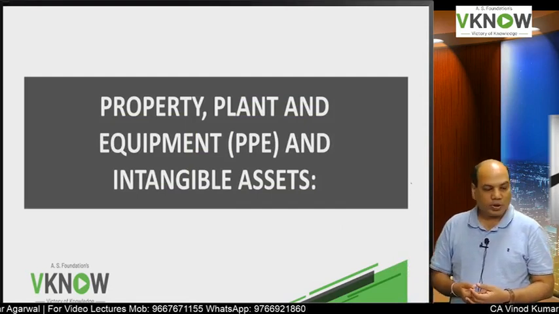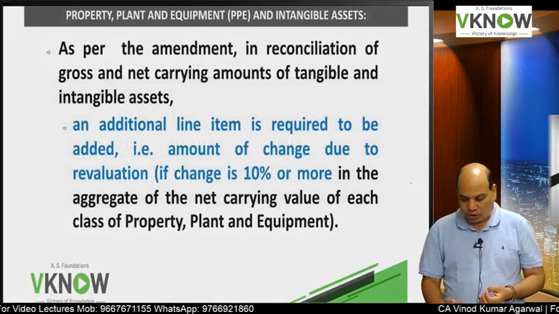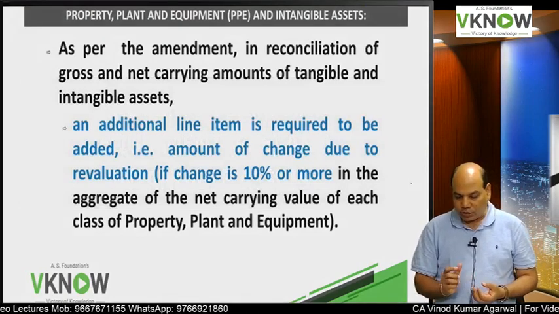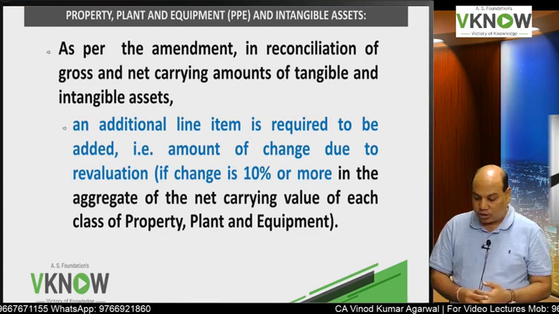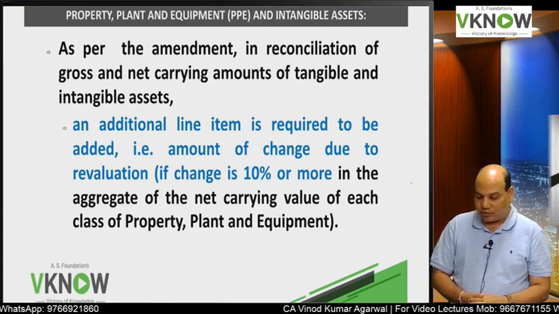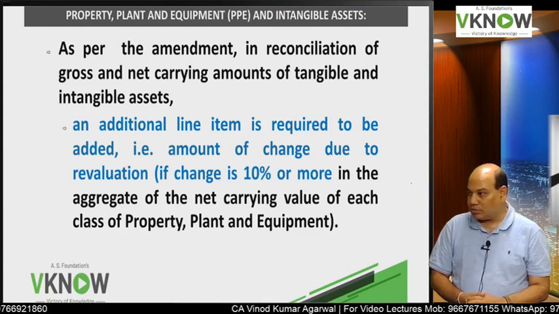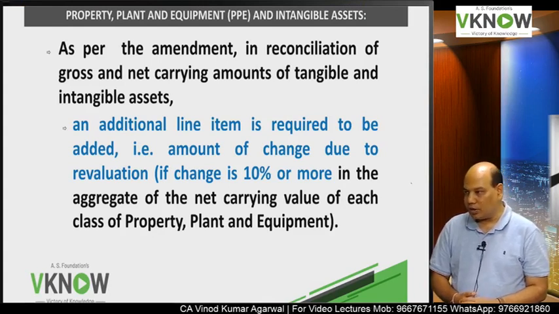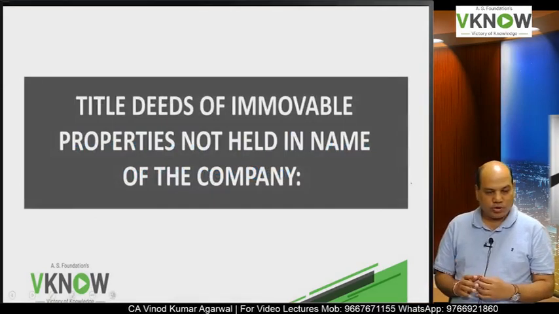Then with respect to property, plant and equipment, and the same disclosure for intangible assets also, so I have clubbed both of them. In case you have revalued, and if the revaluation is more than 10%, an additional line item is required, that is the amount of change due to revaluation, if the change is 10% or more in the aggregate of the net carrying value of each class of property, plant and equipment. So before you do revaluation, keep this in mind, this disclosure will be given by you.